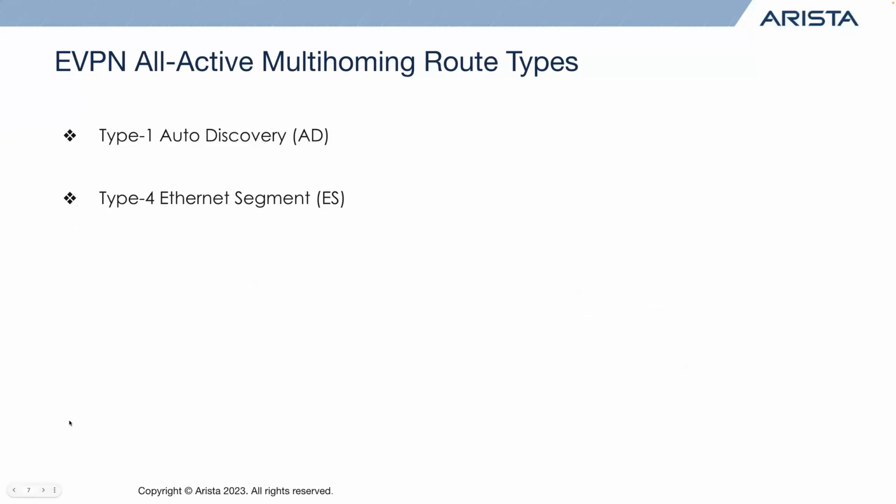Okay, there are 2 new route types with multi-homing. Type 1 auto discovery, or AD routes, and type 4 Ethernet segment routes, or ES.